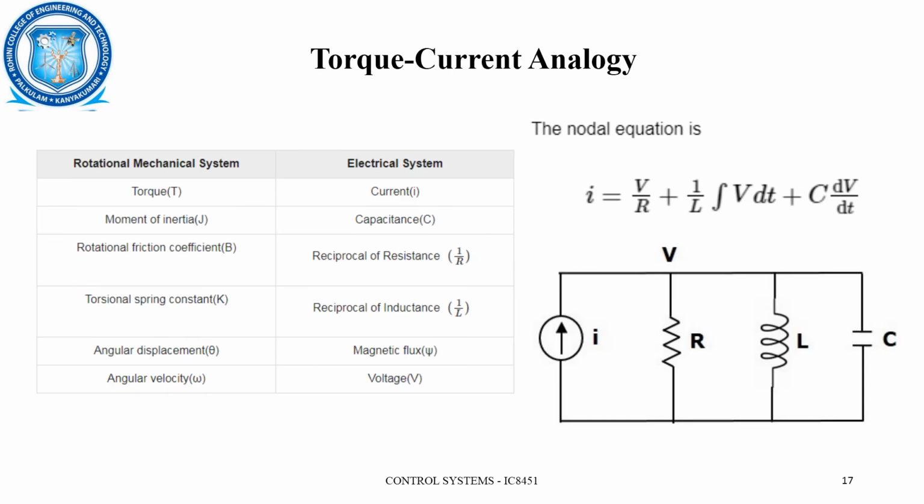And for the torque current analogy, instead of torque we have current, instead of moment of inertia it is capacitance C, and others are the same. Instead of B it is 1 by R, K it is 1 by L, and for angular velocity omega it is voltage V. When we substitute the electrical pattern for the mechanical rotational system, we get a parallel RLC circuit. This is how the current analogy is used for representing the mechanical rotational system.